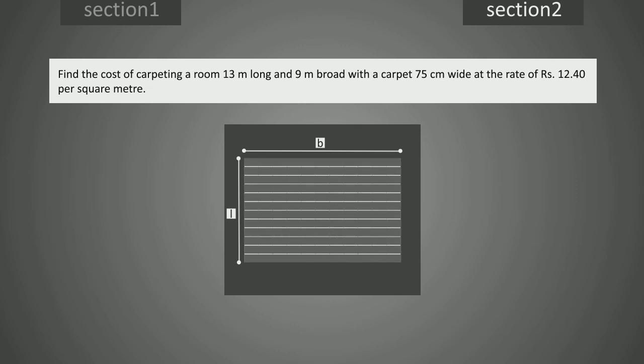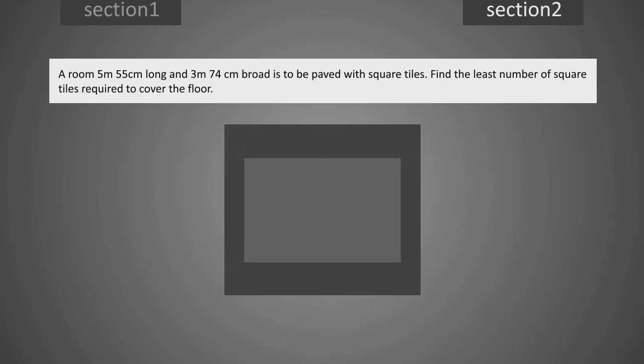Now let's calculate the area of the room, and then we will see how long the carpet should be to cover the whole area by equating the area of the room to the area of the carpet. Problem 2. A room 5 meters 55 centimeters long and 3 meters 74 centimeters broad is to be paved with square tiles. Find the least number of square tiles required to cover the floor.